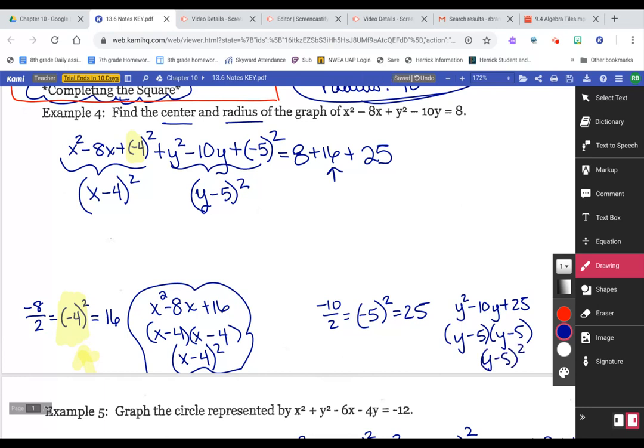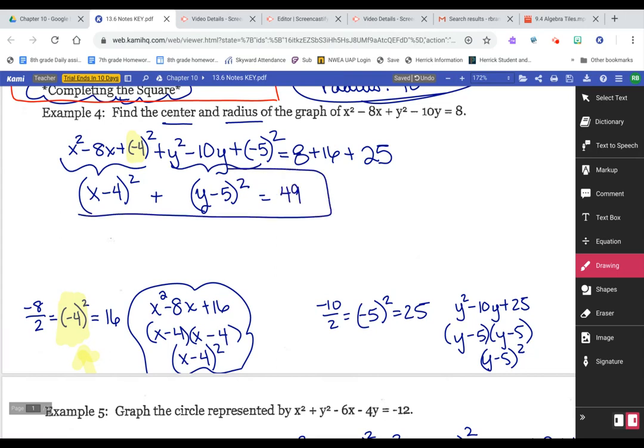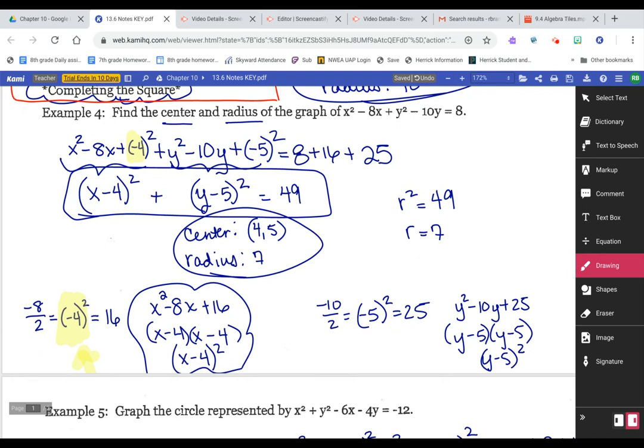Okay, so now on the left side, we have in parentheses x minus 4 squared plus y minus 5 squared equals, and on the right side, 8 plus 16 is 24. 24 plus the 25 gives us 49. So from this equation, I know my center is going to be 4, 5, and the radius, well, r squared is equal to 49 because remember that equation equals r squared. So it's equal to 49, which means the radius is 7. And that is how you find your center and your radius.